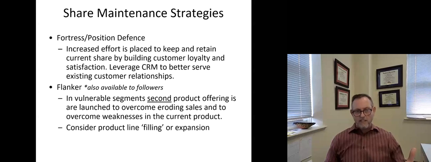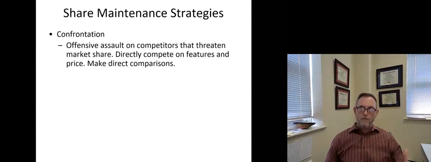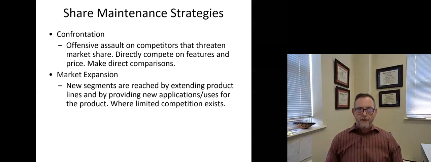And that's something that your followers may also do, and that's a strategy they could pursue. The confrontation strategy is direct competition. You're directly competing against a follower. Your goal is to highlight why your product's superior, why your brand is better, and the deficiencies of your competition.